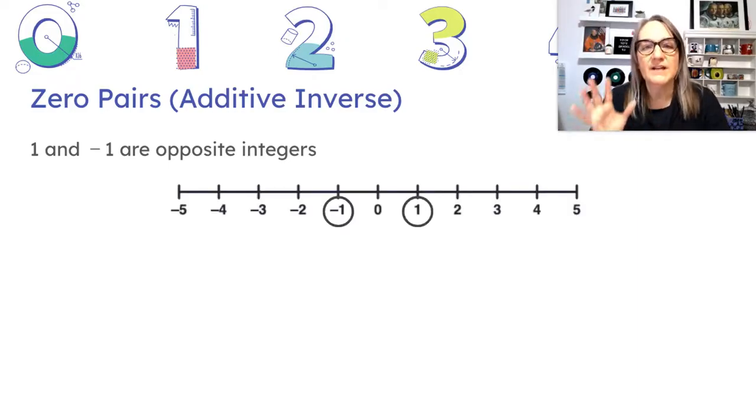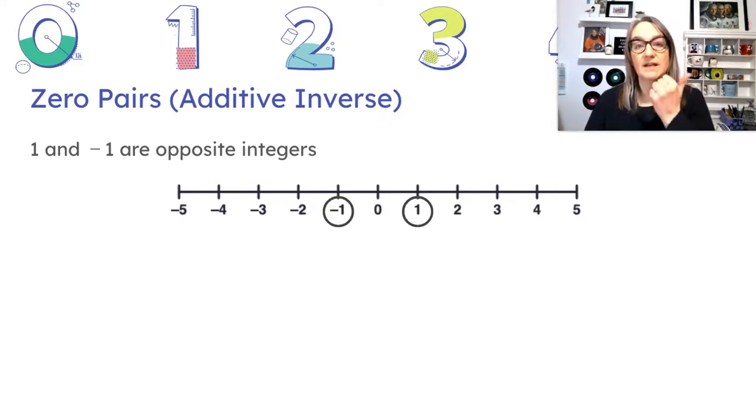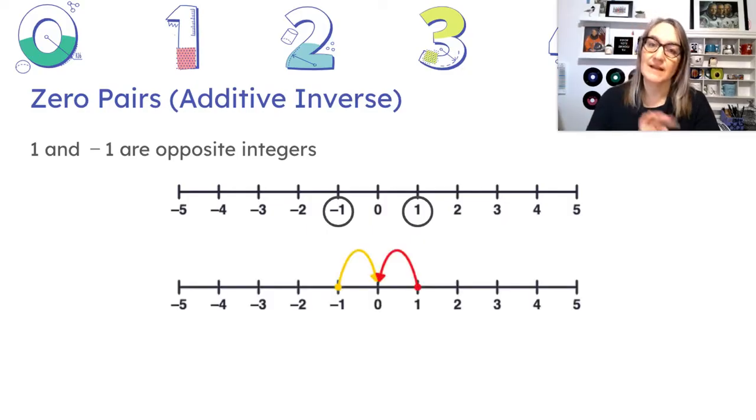We can visualize the movement from -1 to 0 as a jump to the right in the positive direction, and the movement from 1 back to 0 as a jump to the left in the negative direction, like this. Now, notice how we end up at 0 when we put those two movements together.